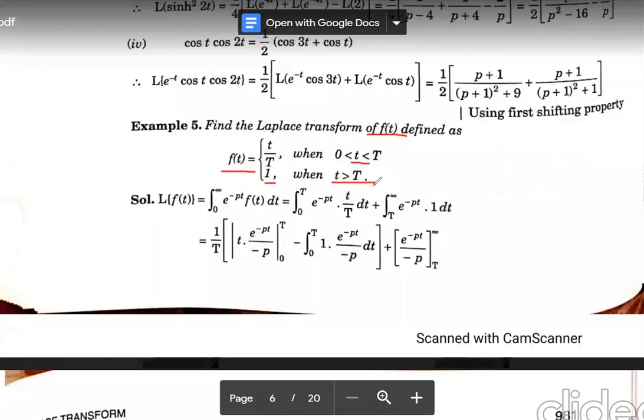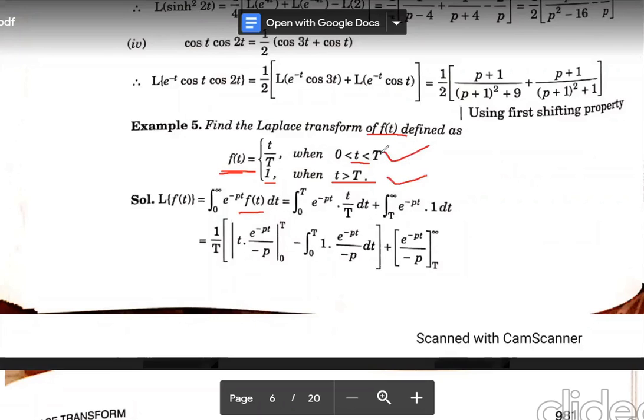So that is very simple. So what we'll do? The Laplace transform of this f of t, from the definition of Laplace transform, is the integral from 0 to infinity of e to the power minus pt into f of t dt. Now this f of t has two values.